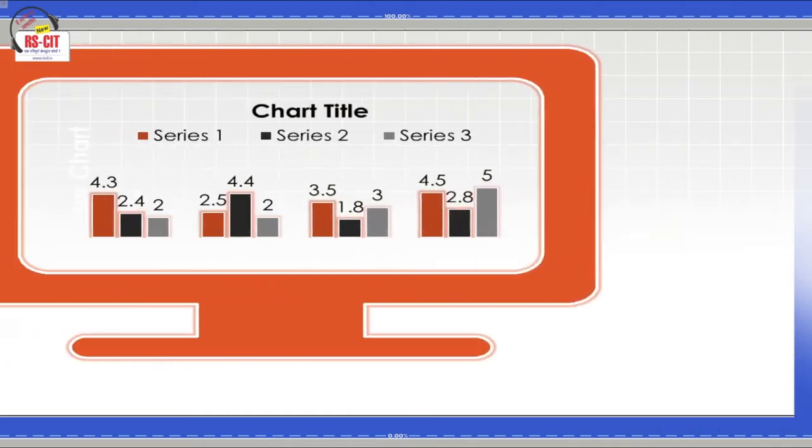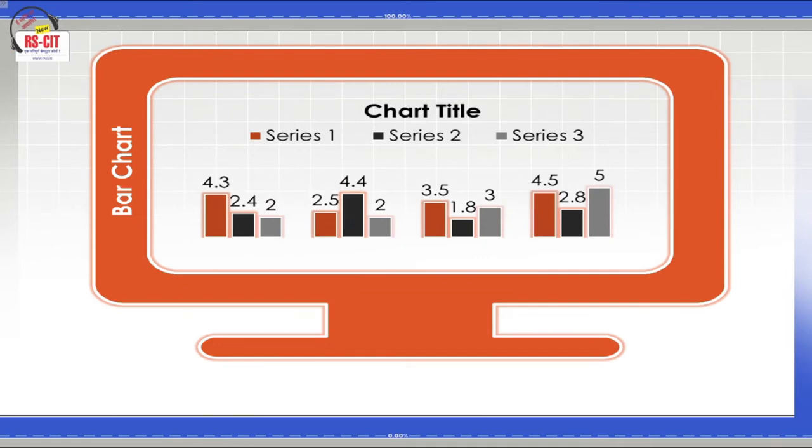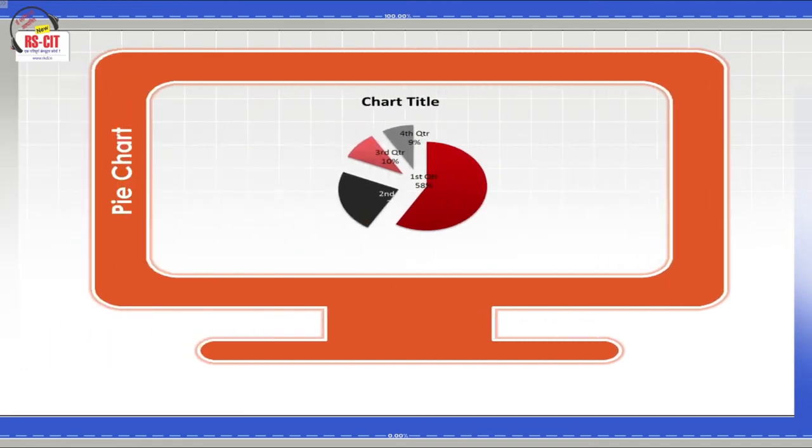Bar charts. Bar charts are similar to column charts, except that bars are represented horizontally rather than vertically. A bar chart emphasizes the comparison between items at a fixed period of time. Pie charts. Pie charts are mainly used to show the contribution of each value to a total. Pie charts make it easy to compare shares.